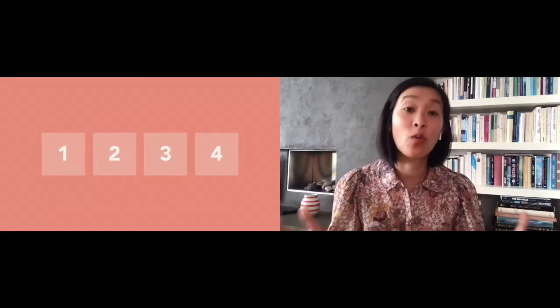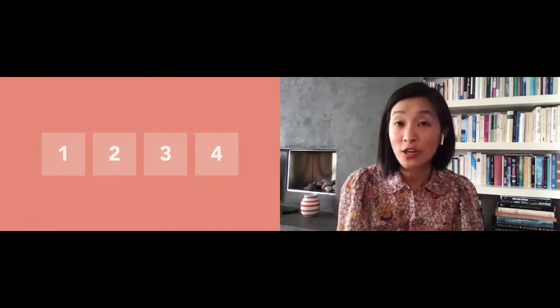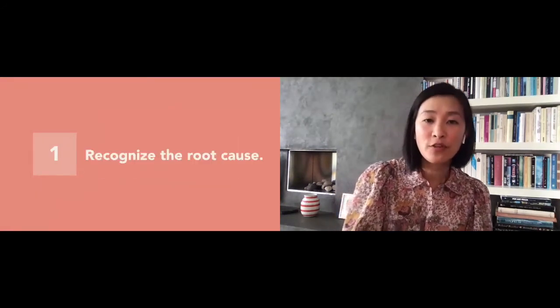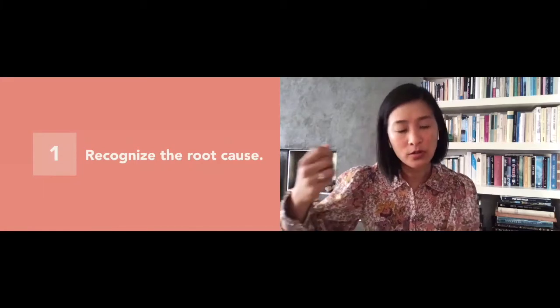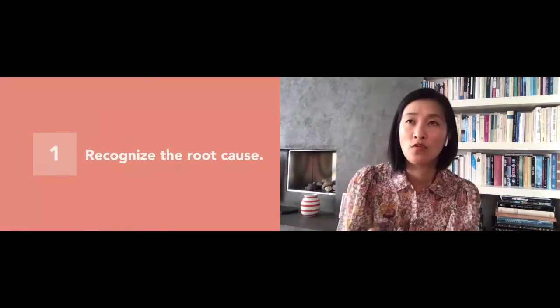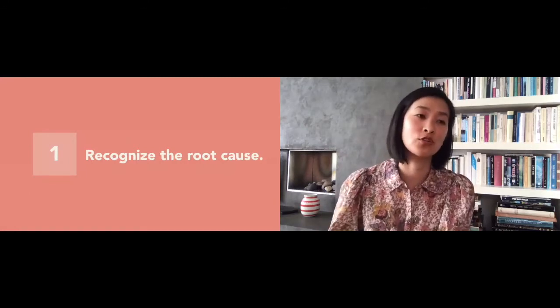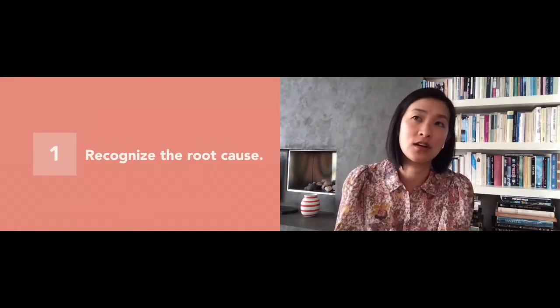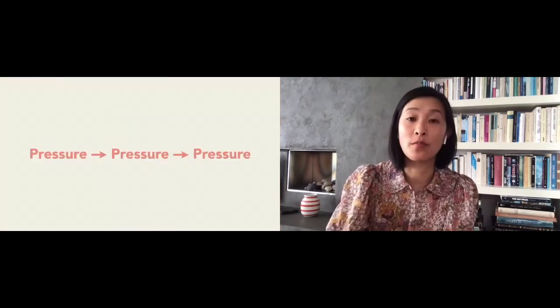Here are the four ways that you can think about being autonomy supportive and actually coaching and not controlling your team. The first is to recognize the root cause and do a little bit of self-reflection on what is causing you as a manager to automatically kick into this gear of thinking that you need to exert all this control and pressure.